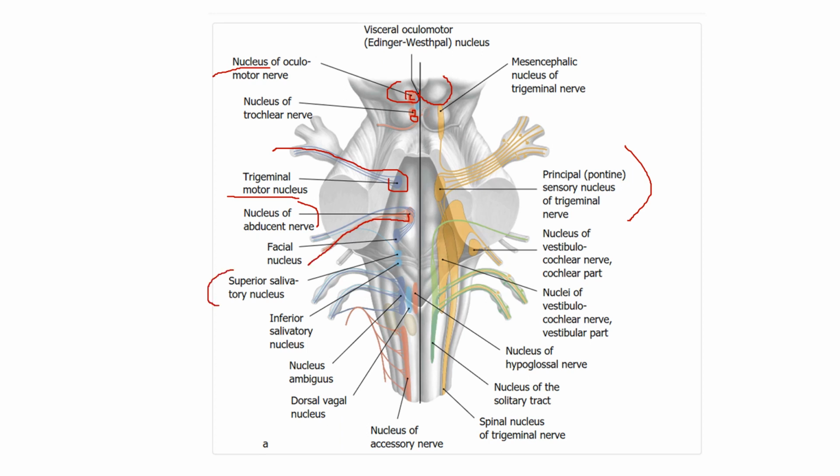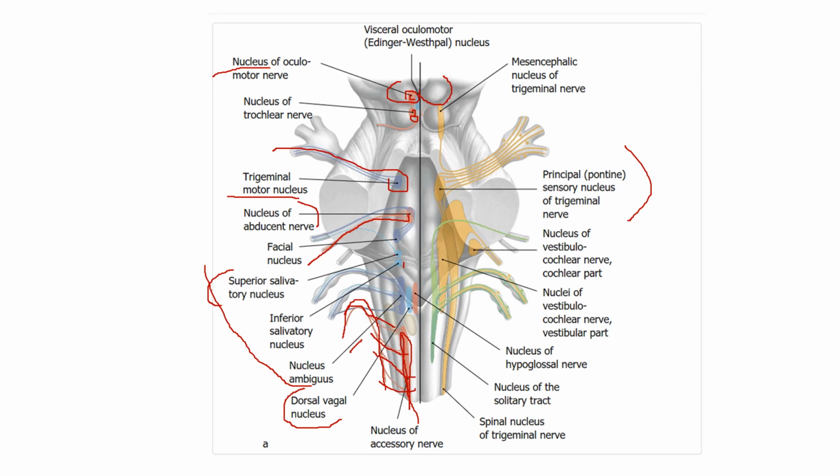We see the superior salivatory nucleus in blue right here, inferior salivatory nucleus below it. We see nucleus ambiguus. We'll get to all of these specifics in a minute. Dorsal vagal nucleus here. And then look at the nucleus of the accessory nerve. Okay, and then how that accessory nerve comes out from these areas and then is guiding the control of SCM and upper trap.